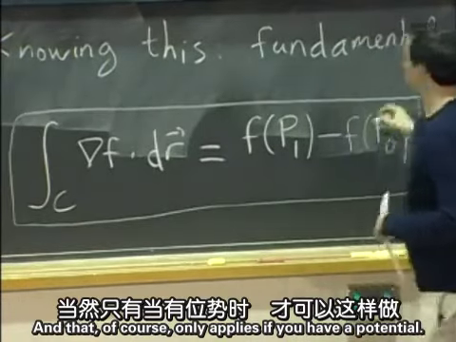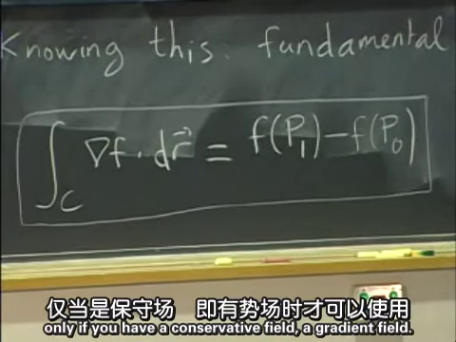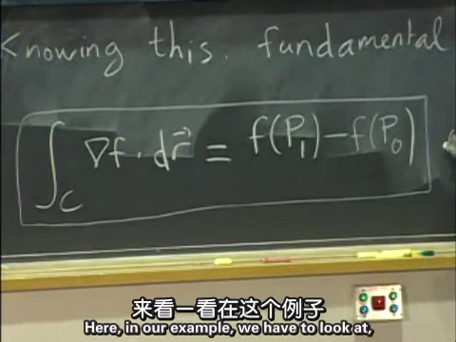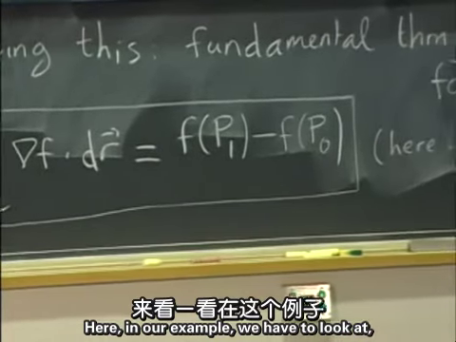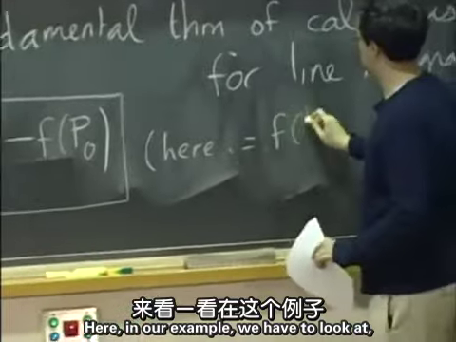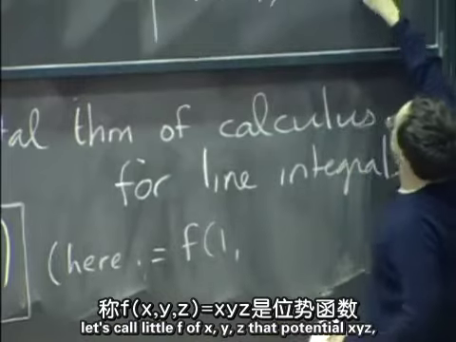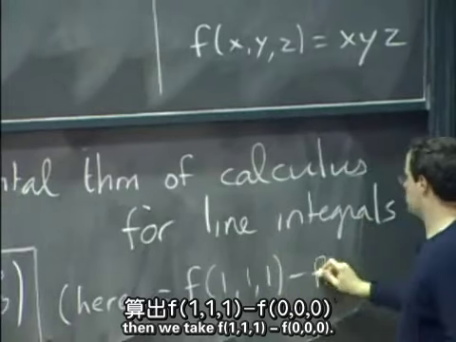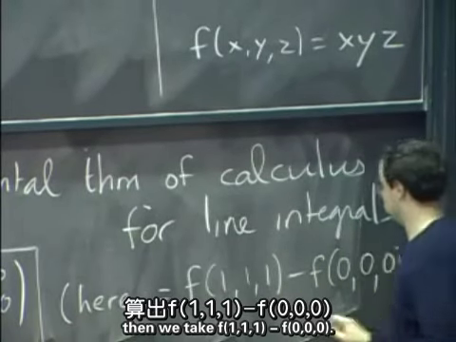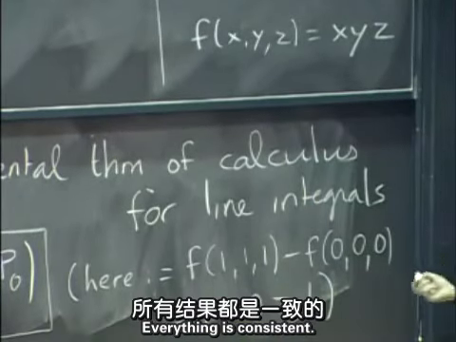Okay, and that of course only applies if you have a potential. So in particular, only if you have a conservative field, a gradient field. So here in our particular example, let's call little f of xyz, that potential, xyz. Then we take f of (1, 1, 1) minus f of (0, 0, 0), and that indeed is 1 minus 0, which is 1. So everything is consistent.